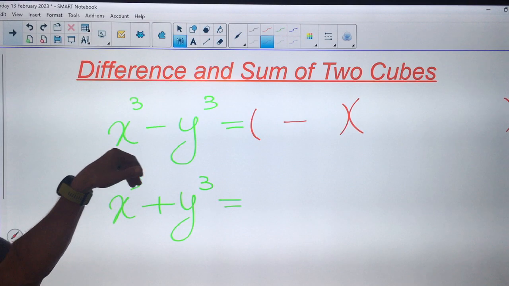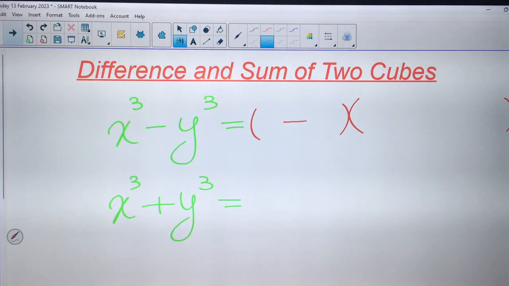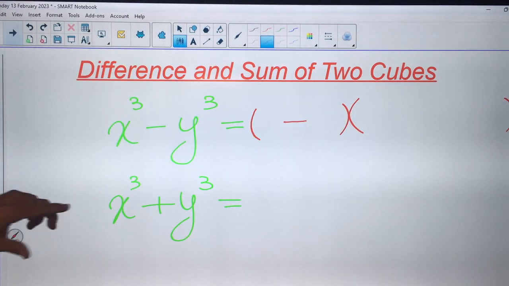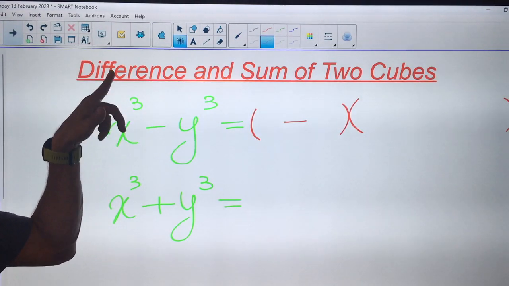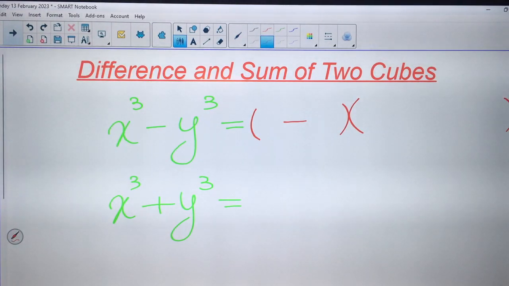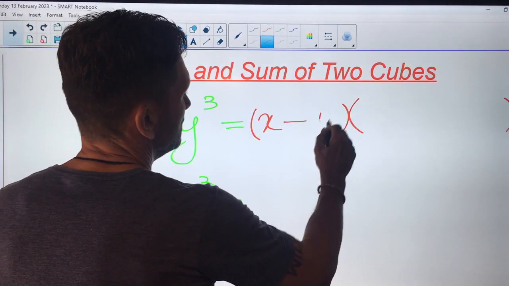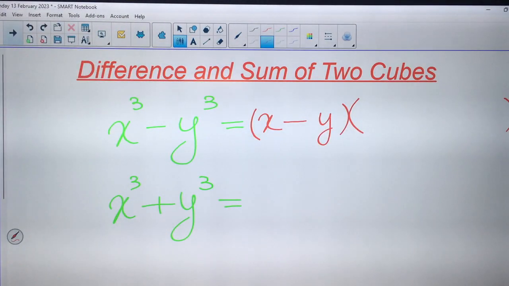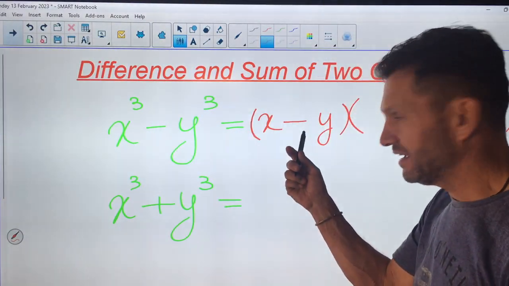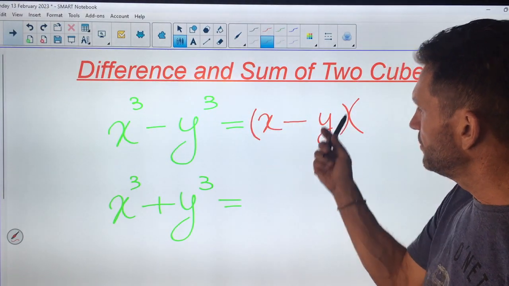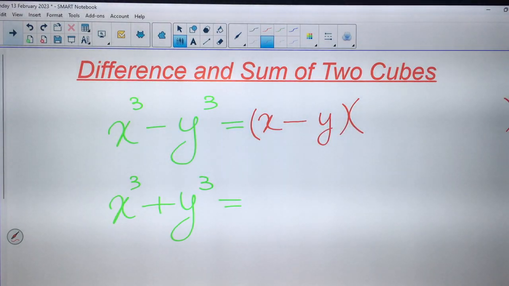So when we start with a negative, that's a negative. What is the cube root of x to the power of 3? We divide the power by 3. So if you divide 3 by 3, what will you get? 1. So that means that you will have x and y over there. So in the first bracket, we use the same sign. Negative, negative. Cube root of the first number, cube root of the second number.